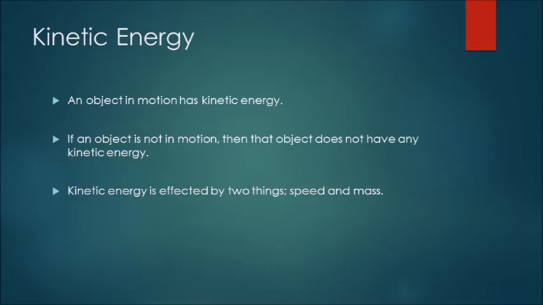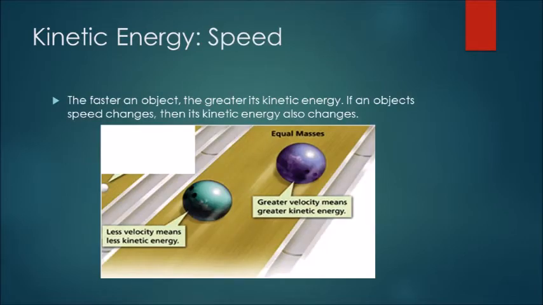Kinetic energy is affected by two things, speed and mass. So on the speed side of it, the faster an object is going, the greater its kinetic energy. If an object's speed changes, then its kinetic energy also changes. Alright, so this picture here with the two bowling balls, you can see the purple one is going much faster than the green one, and so the purple one has a lot more kinetic energy.